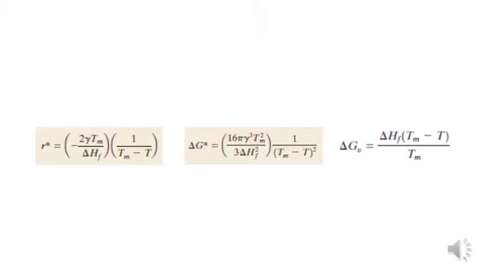G sub V represents the volume free energy change and is the driving force for solidification transformation. G sub V is dependent on temperature, and substituting the formula into the critical value equations gives you the following equations. At the equilibrium solidification temperature, T sub M, the value of G sub V is 0. H sub F represents the latent heat of fusion, which is the amount of heat lost during the solidification process, and both temperatures are in Kelvin. Notice how all energies are temperature dependent.